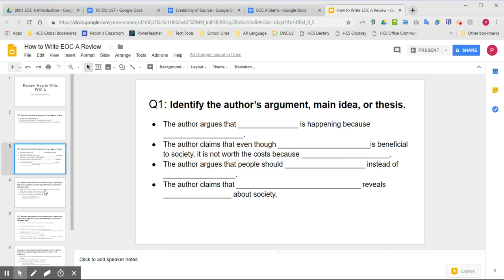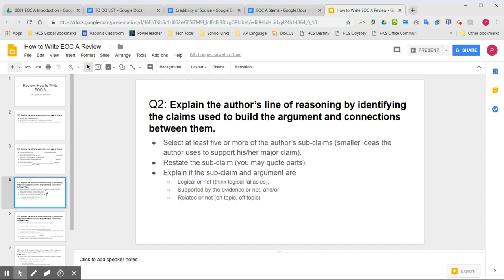Okay, let's move on to question 2. Explain the author's line of reasoning by identifying the claims used to build the argument and connections between them. Okay, so when we first practiced this, I had you write a lot more than necessary to help you practice that skill of identifying claims. But now we're going to practice like the real EOC, where you're not going to write everything. You're going to pick the things that stand out the most.